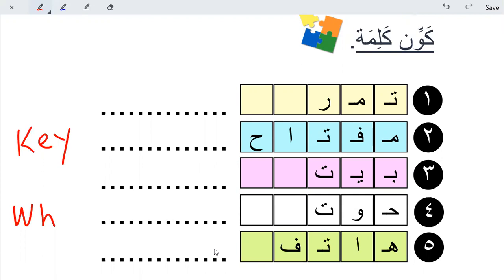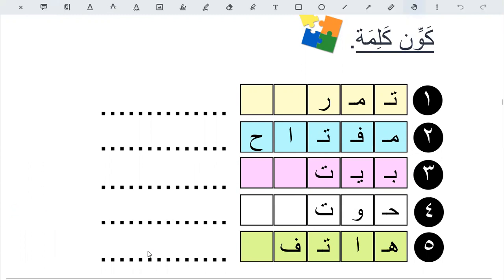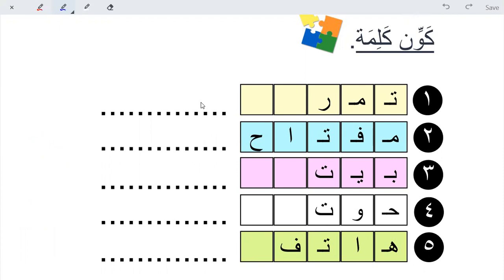Hatif. Hatif means telephone. Good. Latifa. Tamr. Meaning? Date. Good. Miftah. Key. Good. Bait. House. Good.